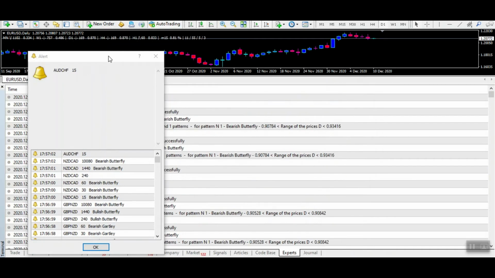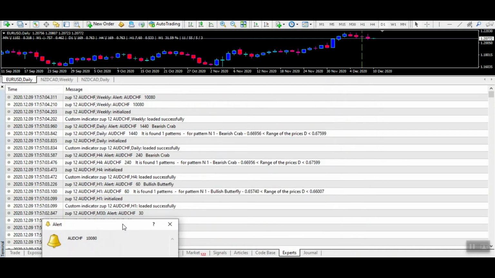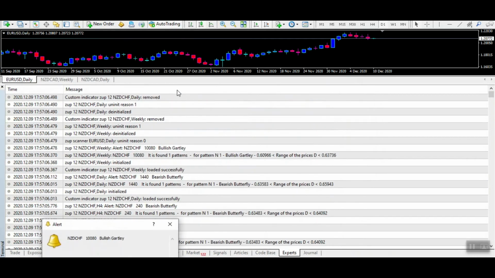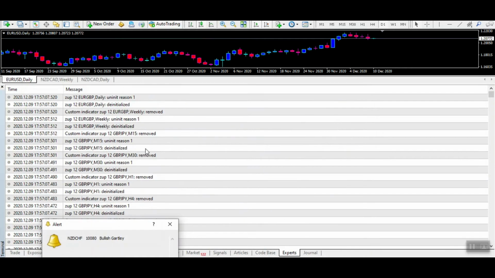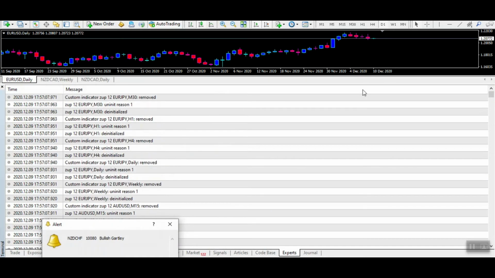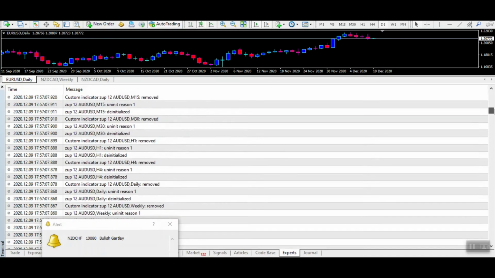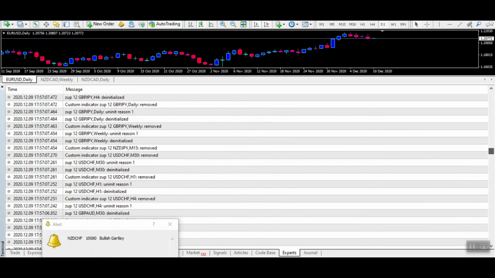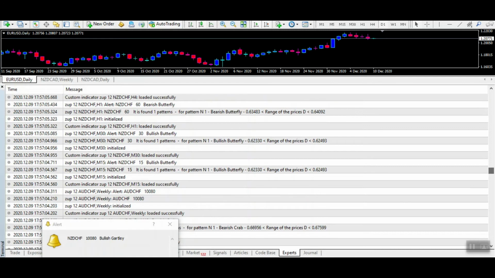So you see I'm printing here. So later, if you want to go back through, you can look at them. Now this is going to keep going, because this part is slow compared to the other part. But you could scroll back through them and look at it. NZD, CHF, 15-minute bearish butterfly, 60-minute bearish butterfly, NZD, CHF, and so on.